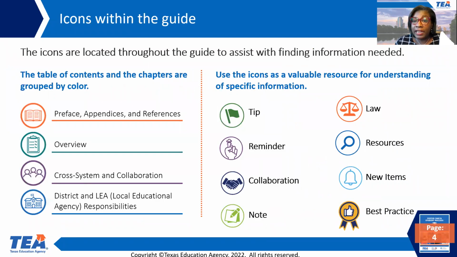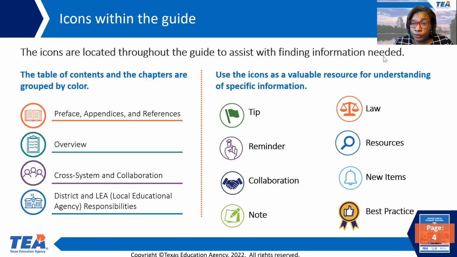Before, in our overview section, we talked about the icons in the guide. I want to highlight the icons again to ensure that you understand the valuable information that we are providing for you. The icons are located throughout the guide to assist you in finding information. The table of contents and the chapters are grouped by colors. The orange chapters are about the preface, the appendices, and the references. The green section is the overview. It will provide you an overview of that topic.